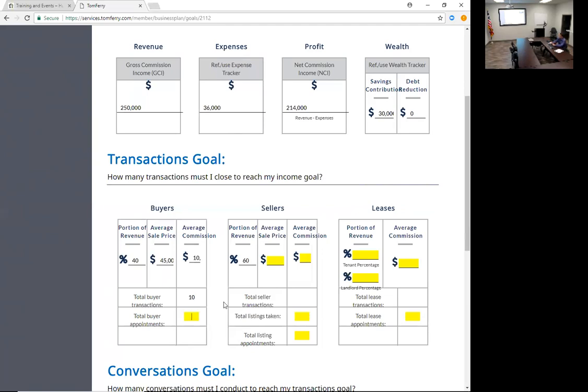So you've got to account for a lower conversion rate on buyers, because you're going to talk to a lot of people about buying real estate, but the reality is only a smaller portion of those people are actually going to move forward with the actual transaction. You really want to focus on listings. Listings will be your bread and butter.